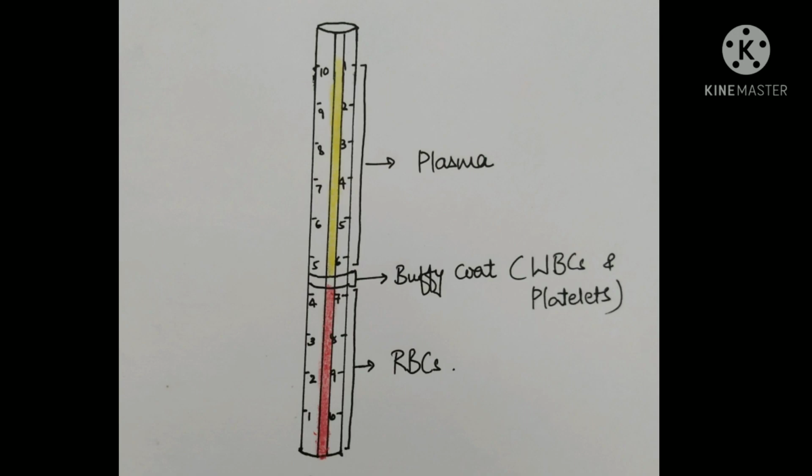After centrifugation, 3 layers are formed. They are clear plasma which is present on the top, red blood cell layer that is present below, and in between these two there is buffy layer which contains WBCs and platelets. Thickness of buffy coat increases in severe leukocytosis, leukemia, and marked increase in the platelet count.